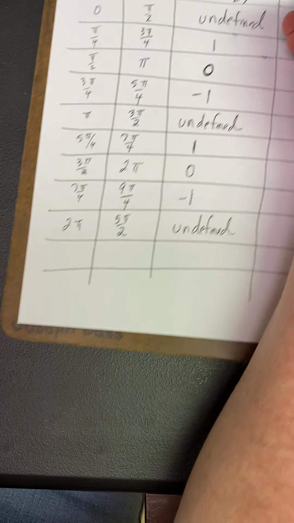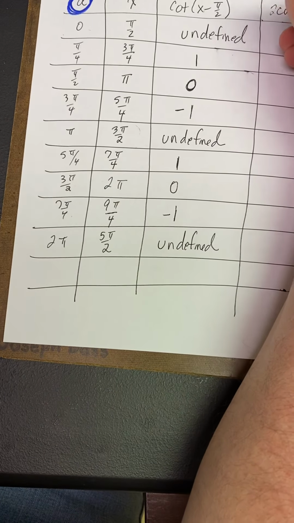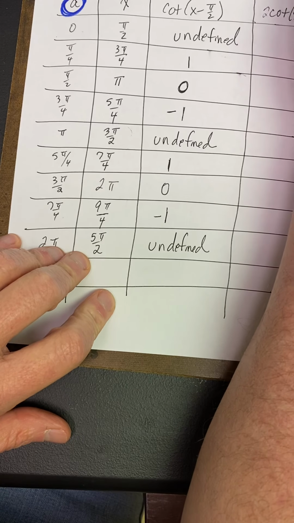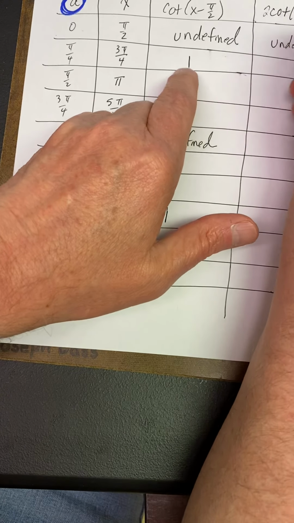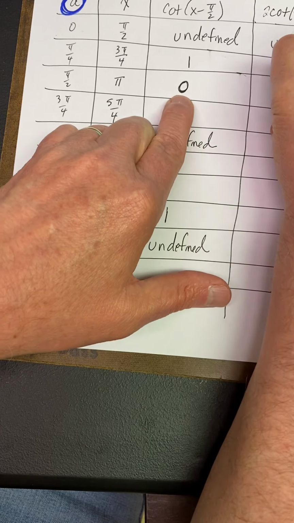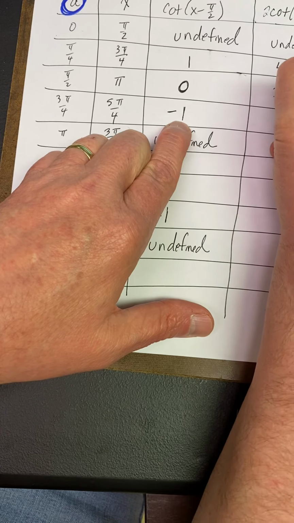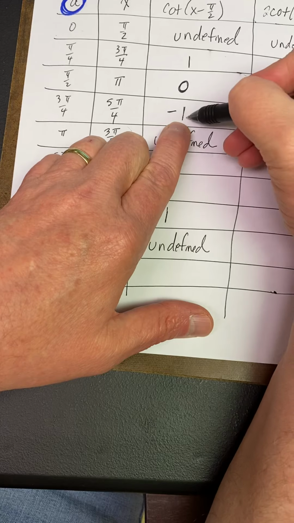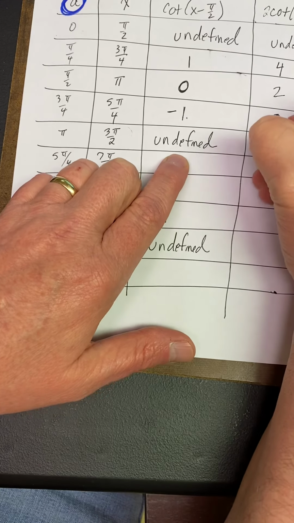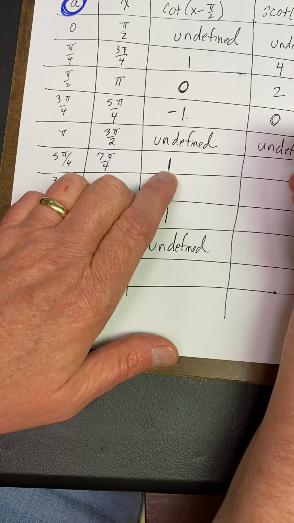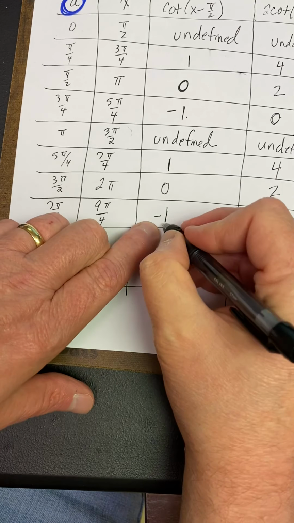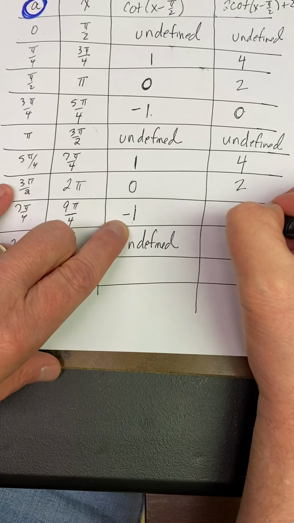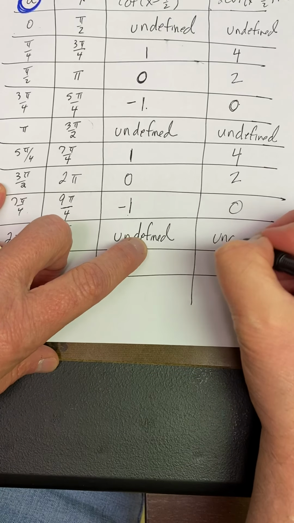I haven't multiplied by 2 and added 2. 2 cotangent of x minus pi over 2 plus 2. I still have to multiply by 2 and add 2. Still undefined. 2 times 1, so that's 4. 2 times 0 is 0, plus 2 is 2. 2 times negative 1 is negative 2, plus 2 is 0. Undefined. 2 times 1 is 2, plus 2 is 4. 2 times 0 is 0, plus 2 is 2. 2 times negative 1 is negative 2, plus 2 is 0, and then undefined.